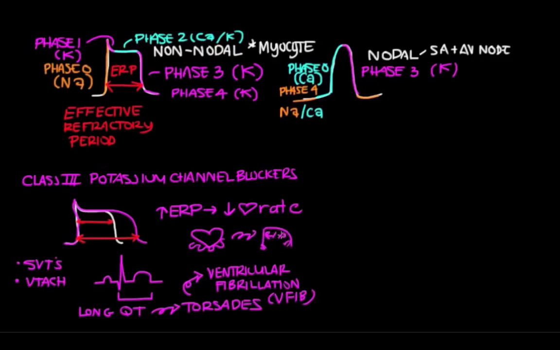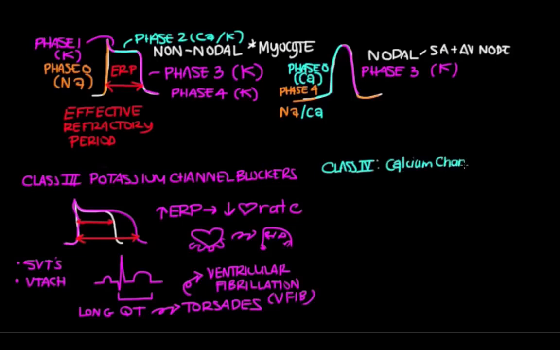So anyone that has a long QT, whether it be from medications they're taking or from a genetic mutation that they're born with, they stay away from potassium channel blockers because we don't want to throw them into VFib. Okay, so let's talk about class 4 antiarrhythmics.